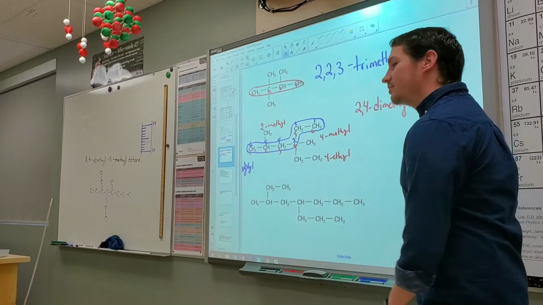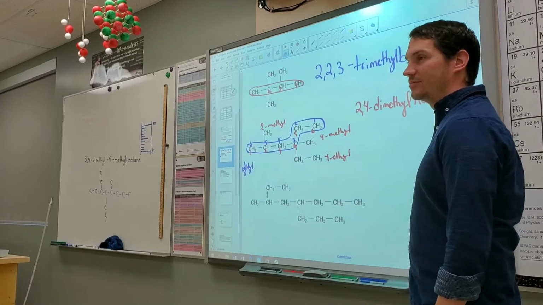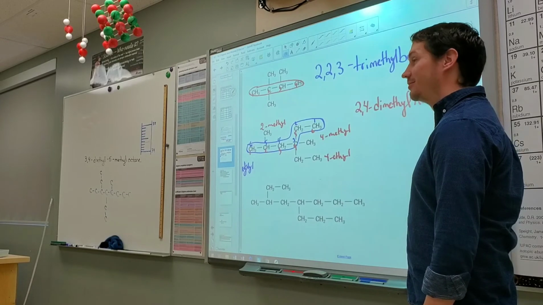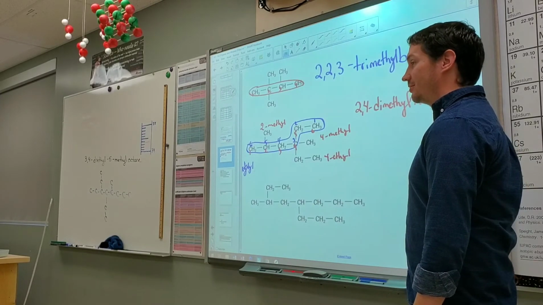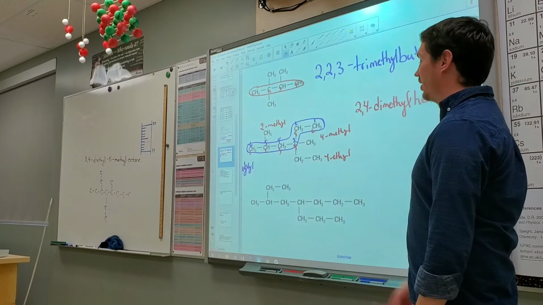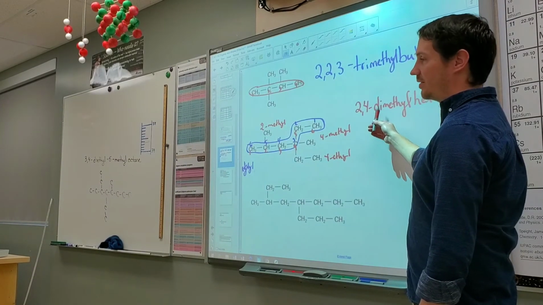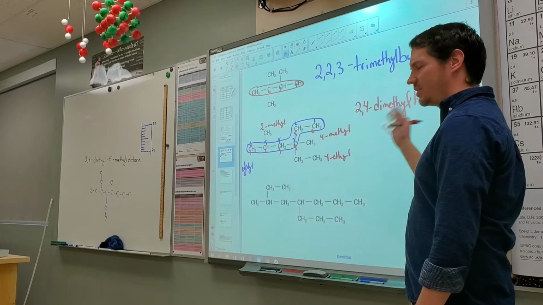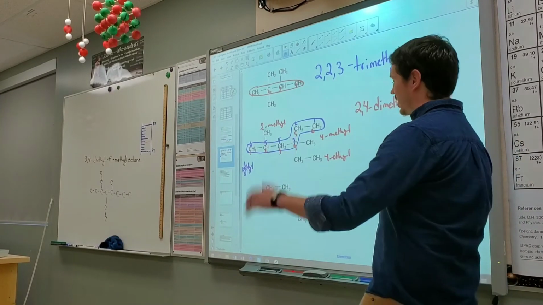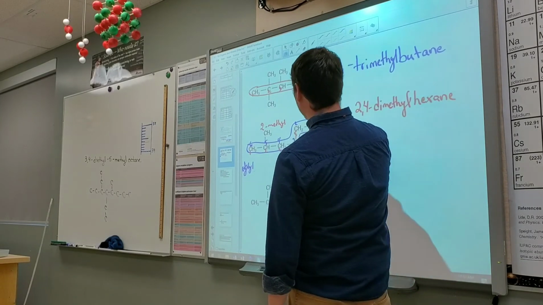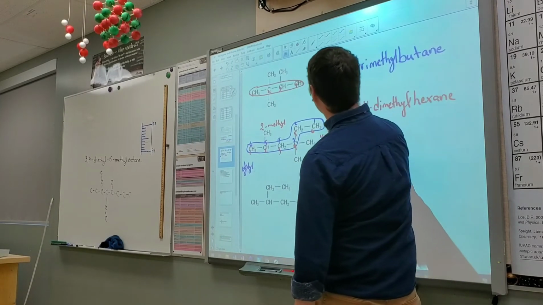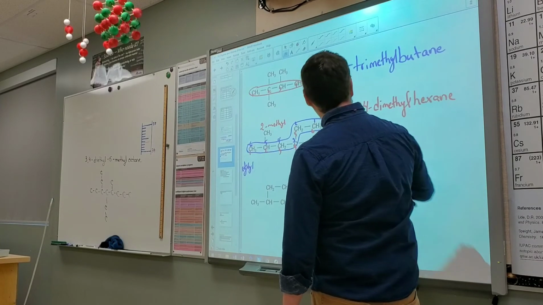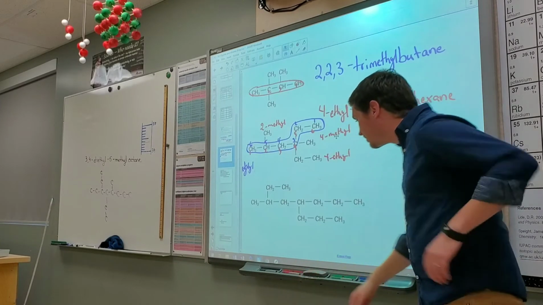Have we labeled all of the branches? No. Sir, wouldn't dimethyl come first because of the alphabetic order? No. This prefix doesn't count. The mono, di, tri, tetra, penta, whatever, doesn't count. Okay, so we've got a 4-ethyl group. So 4-ethyl-2,4-dimethylhexane.